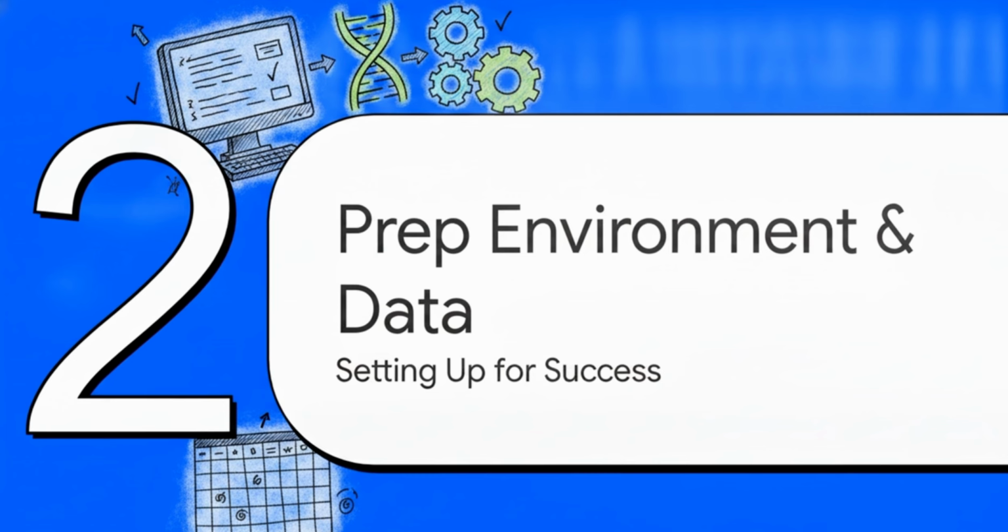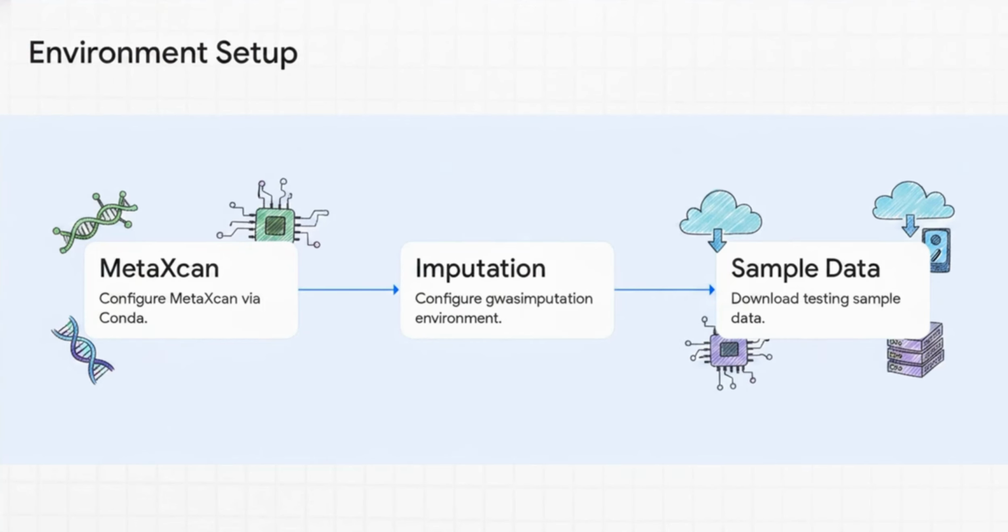Getting set up for success. Okay, we've got 3 fundamental setup steps to knock out. First, we download and configure MetaXcan using Conda. Then we set up our dedicated GWAS imputation environment. And third, we download our sample data to actually test the workflow. Just a quick heads up here though, running this kind of transcript-wide analysis is heavy stuff. Make sure your computer has some solid specs because it's going to need the processing power.